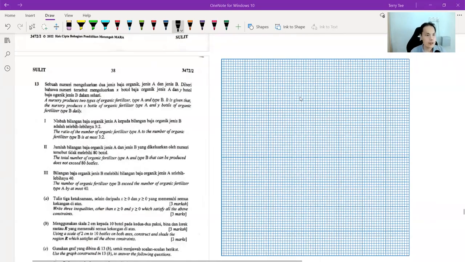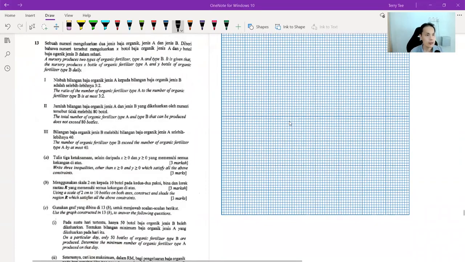Question number 13. This is from the chapter linear programming. Here we have a nursery that produces two types of organic fertilizer, type A and B. It produces x bottles of fertilizer A and y bottles of fertilizer B. The ratio of organic fertilizer A to B is at most 3:2. I'm going to write the inequality here, because for part A we need to write three inequalities.